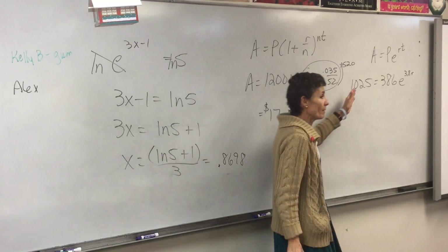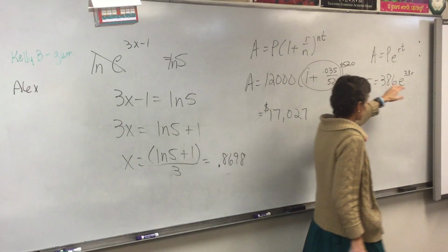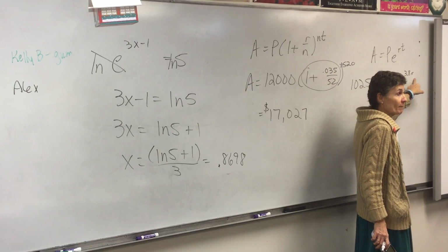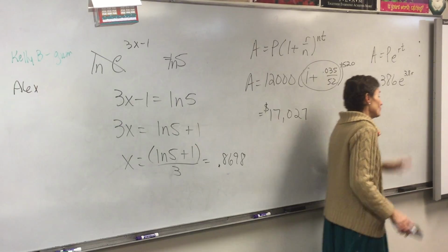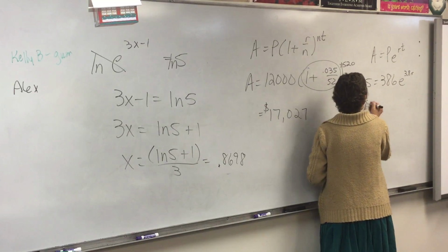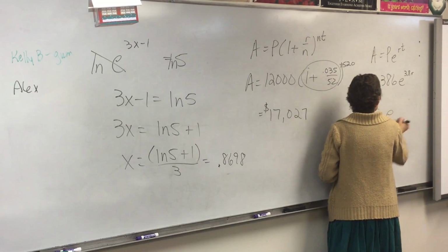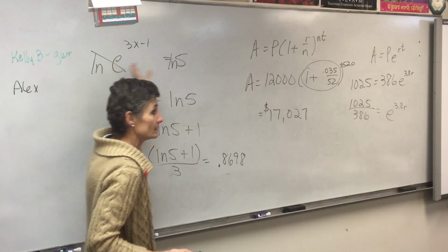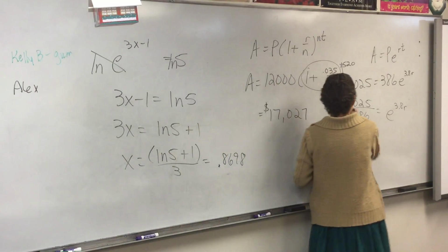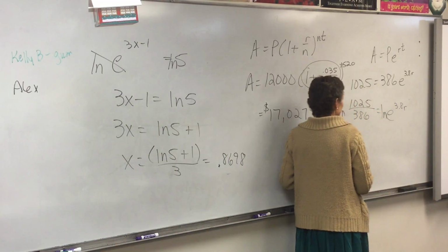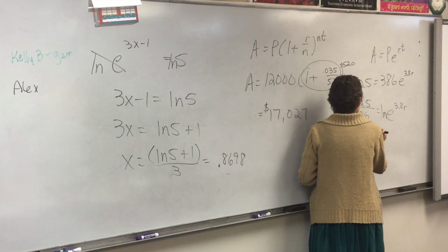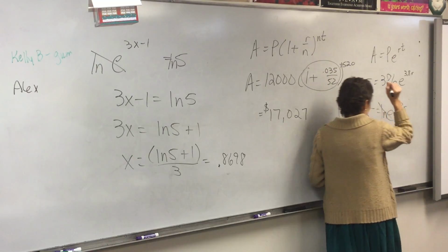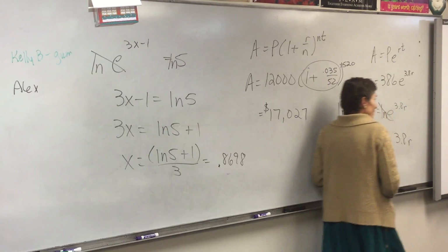All right, so how do I go about solving this? Notice my exponent is up here, right? So I'm going to need logarithms, but not yet. What do I have to do first? Divide. So 1025 over 386 equals e to the 3.8r. Now it's just like this one over here. Now what are we going to do? ln. Once you get the division done, ln. So ln of 1025 over 386 equals, what happens over here? Gone. 3.8r.